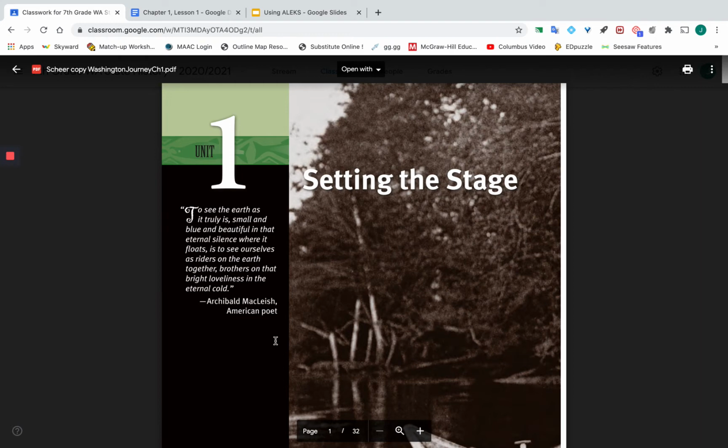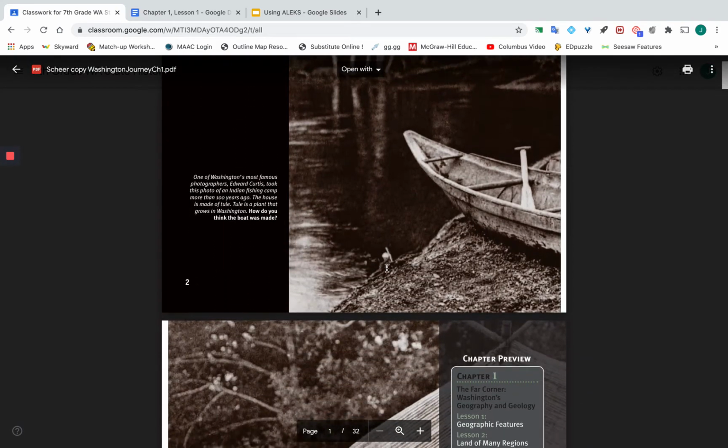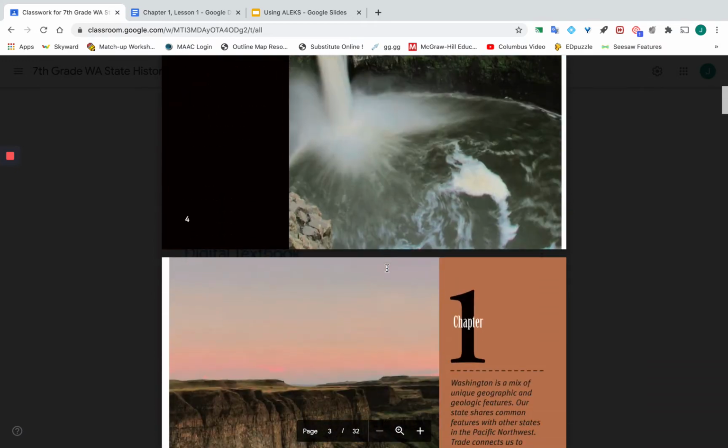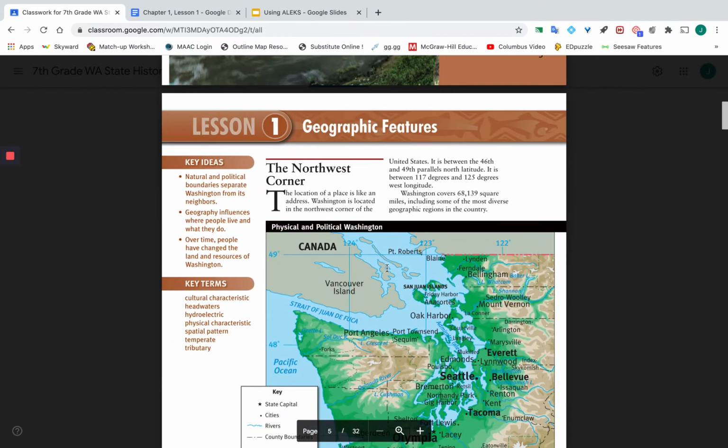I want to remind you there are 10 chapters, 3 lessons per chapter. That is 30 lessons total. So once you're in here, you are now in Chapter 1, Lesson 1. Again, Lesson 1 of 30. And it's about kind of an overview of the Washington State geography. This is really an introduction section.